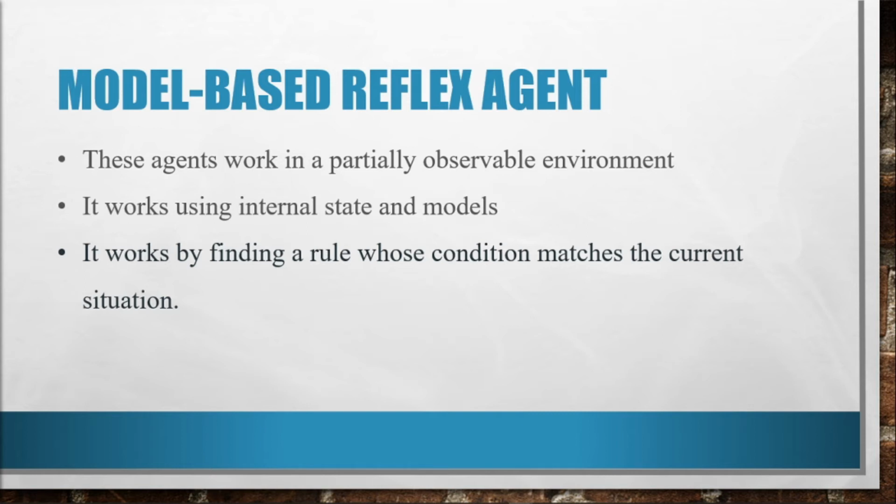When I see two lights from a car ahead of me, what does it mean? It means the car is braking. So once the car is braking, then what should I do? I need to also apply my brakes. So basically, that is how a model-based reflex agent works.